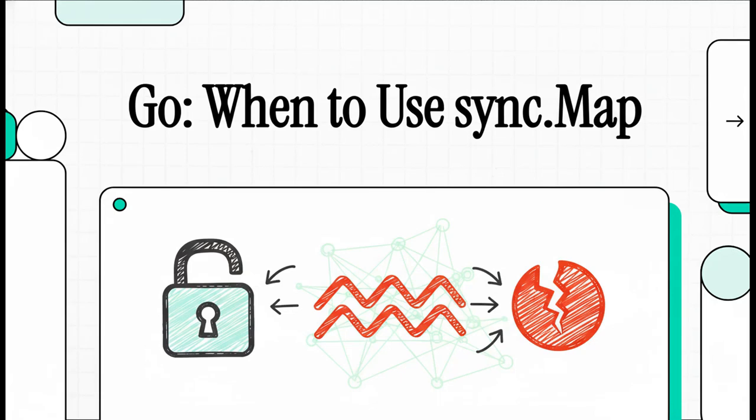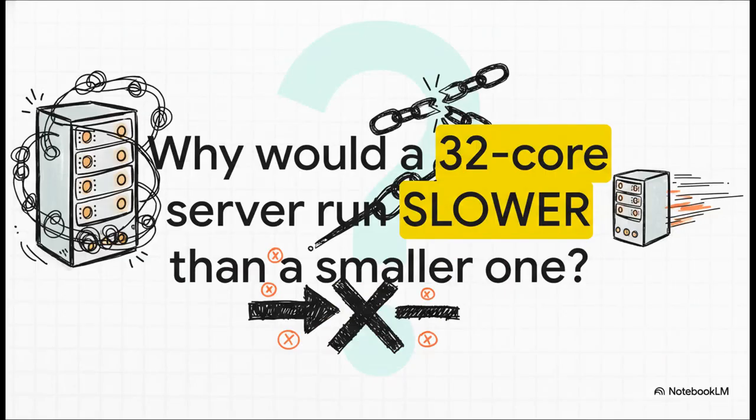All right, let's talk about a really powerful but also kind of dangerously misunderstood tool in the Go standard library, the sync.Map. Now, it promises this amazing high-performance concurrency, but as we're about to see, if you use it in the wrong place, it can be a total disaster. So it all starts with this paradox, this mystery that stumps developers all the time.